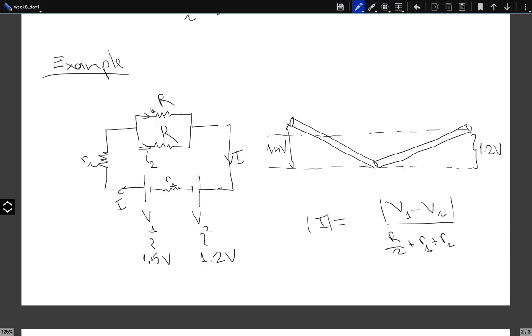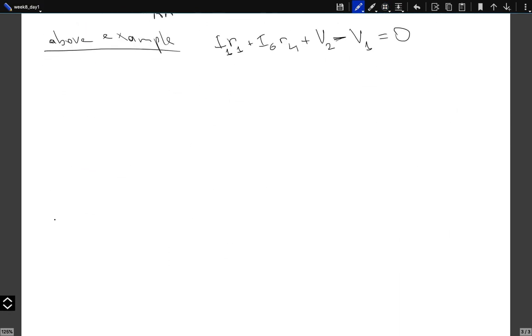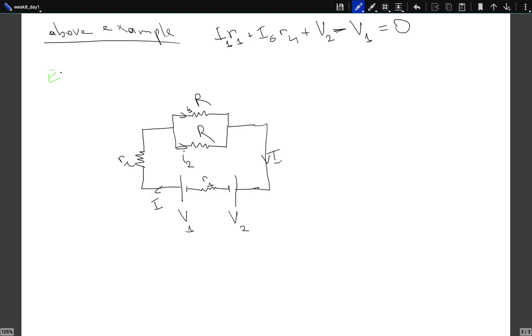Now let's apply these rules to this problem. We already know the solution. So let's try to determine the solution of this problem using Kirchhoff's rules. I don't specify whether V1 or V2, which one is larger or smaller. Let's say I don't know.